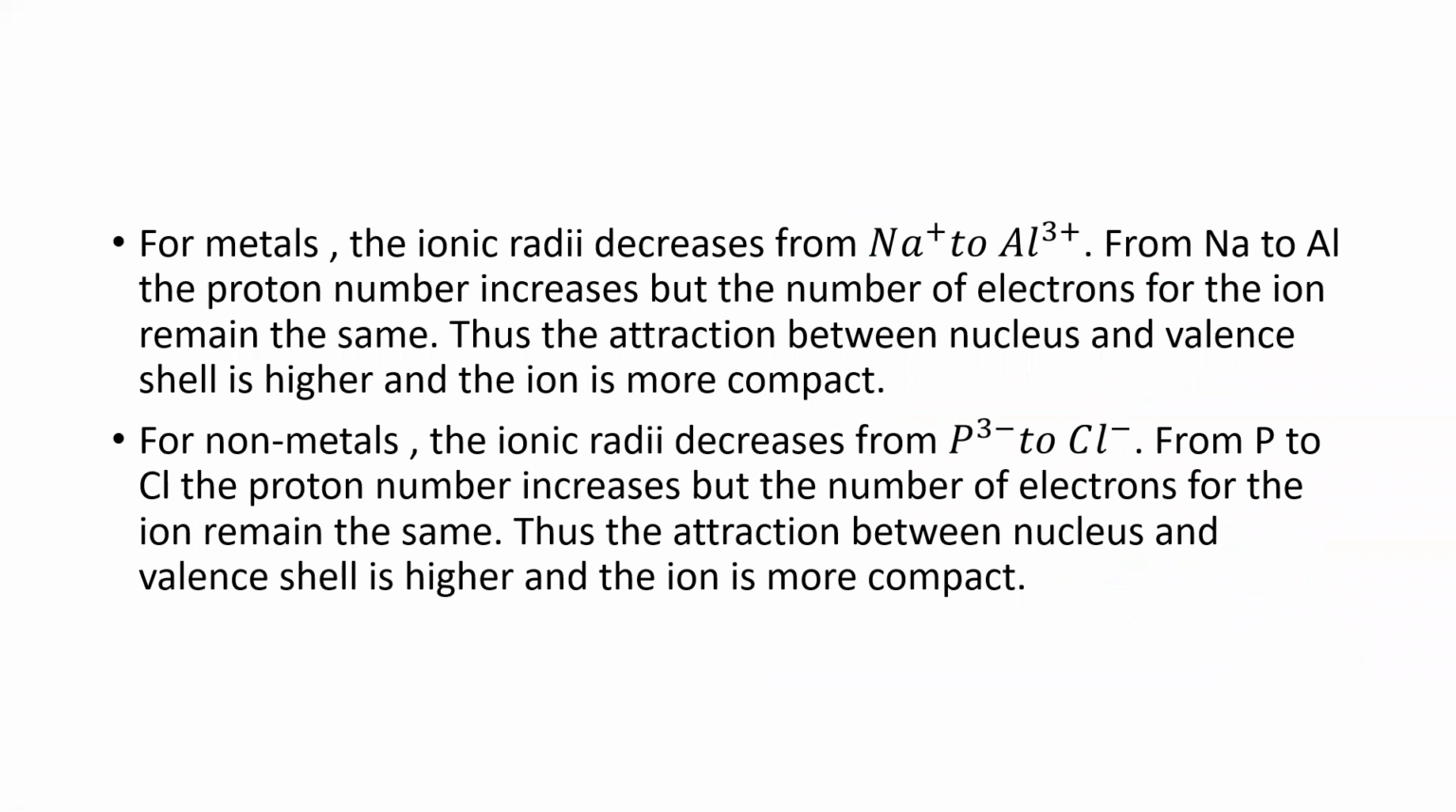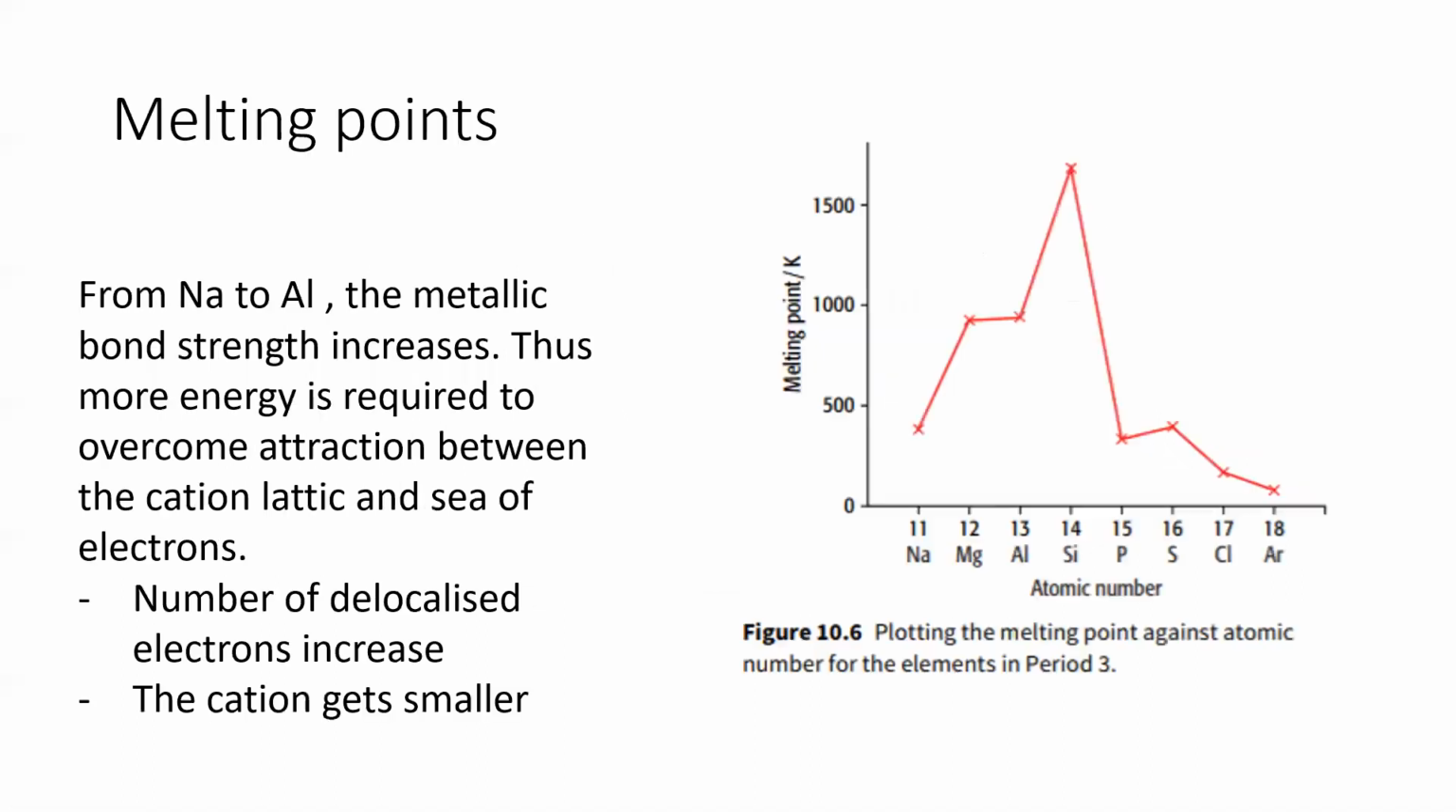From sodium to aluminum, the proton number increases, but the number of electrons remains constant at 10 electrons. Thus, the attraction between nucleus and valence electron is higher, and the ion gets more compact. For non-metals, the radii decreases from phosphorus to chlorine as well, because the proton number increases. However, the number of electrons remain the same, which is 18. Thus, the attraction between the nucleus and the valence electron is higher, and the ion is more compact.